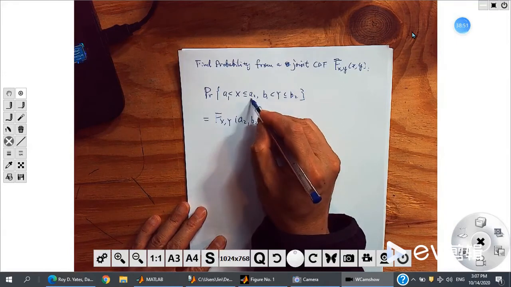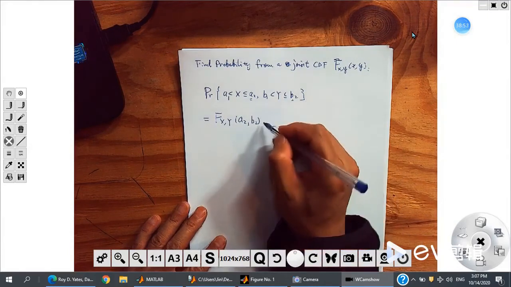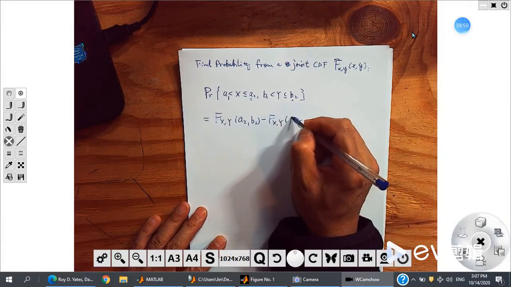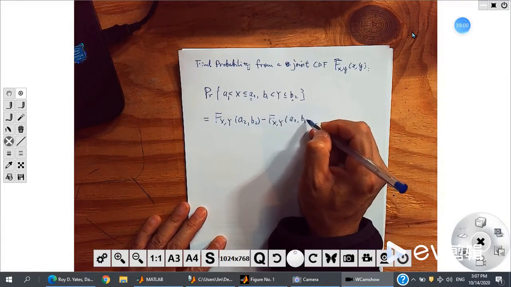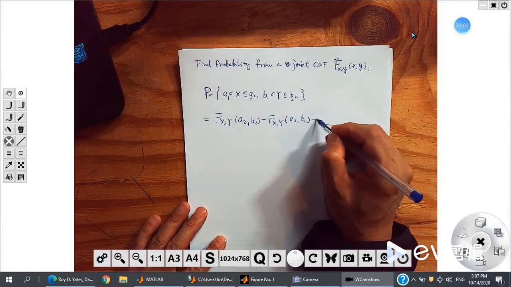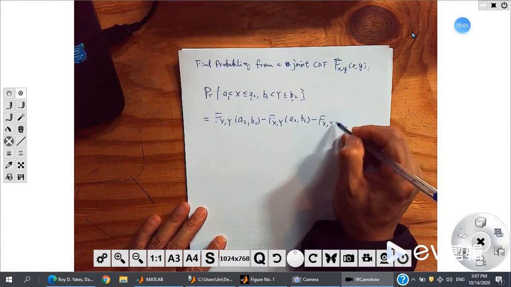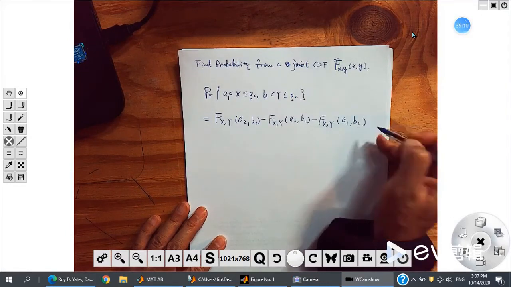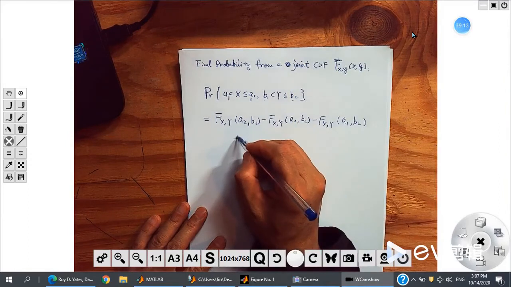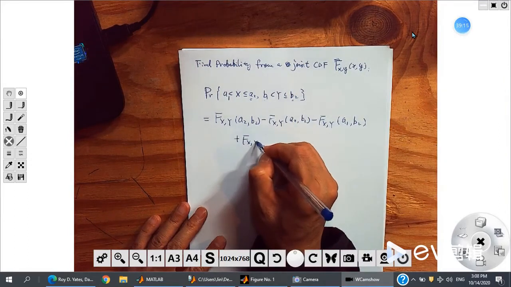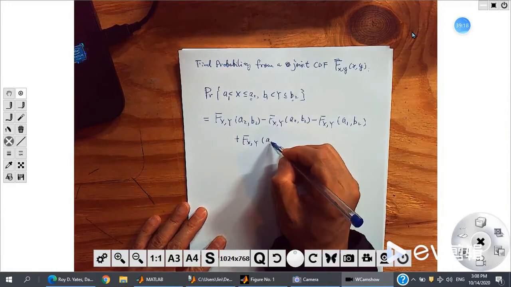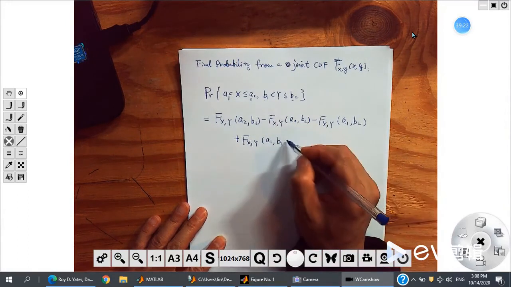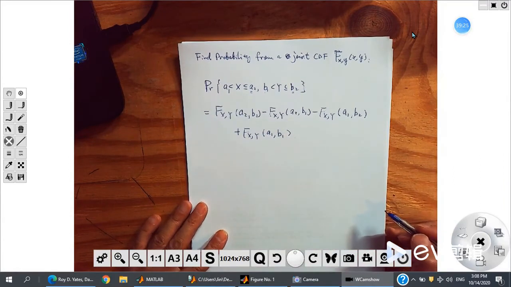This is a large number, right? A2, B2, the upper bound. And minus F of X, Y, I keep A2, but for B use the small value, B1. And minus F of X, Y, this time A uses a small number, but B is still the larger one, A1, B2. And then plus F of X, Y, here both X and Y are the smaller ones, A1 and B1. Okay, we have this formula.